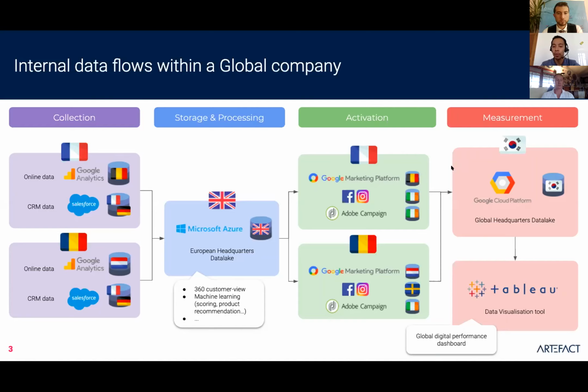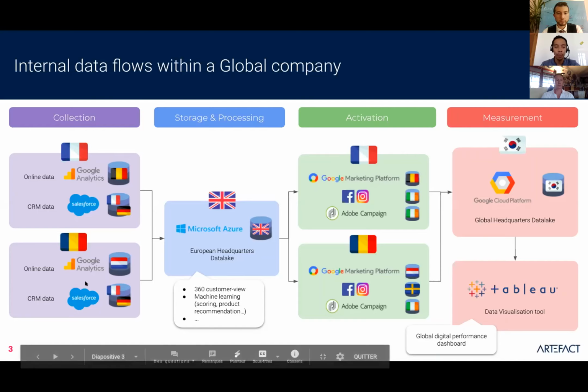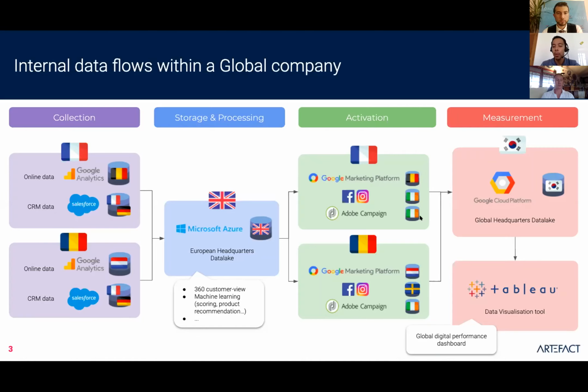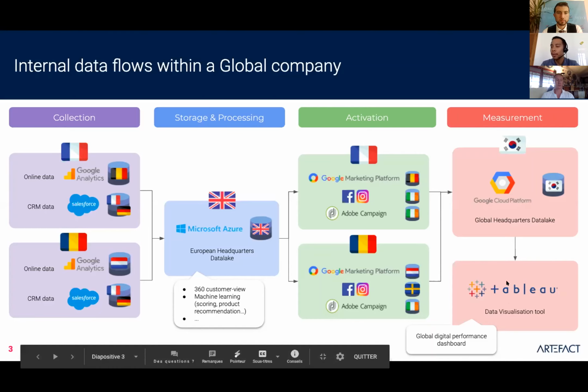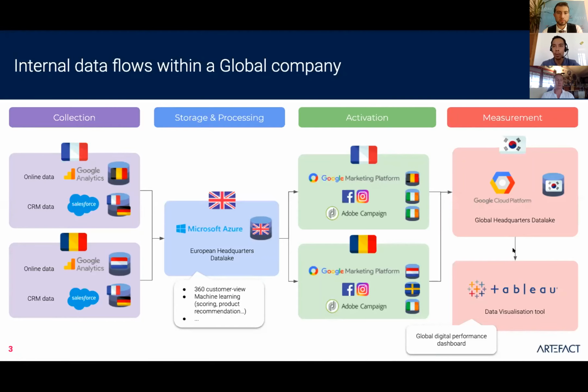So for instance, the global headquarters will be located in Korea, and all the campaign performance and all the data collection coming from the tools will also be poured into a Google Cloud Platform, where all the data coming from all countries will fall into this big data bucket, so this data lake. And the main use of this data lake is mainly for data visualization purposes, so dashboarding and reporting purposes, because obviously when you are headquarters, and especially when you're a big company, you want to monitor and pilot your activity at a global level.